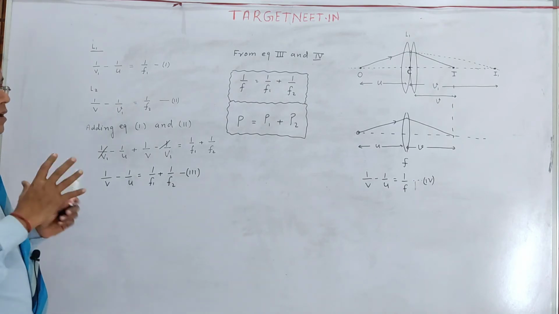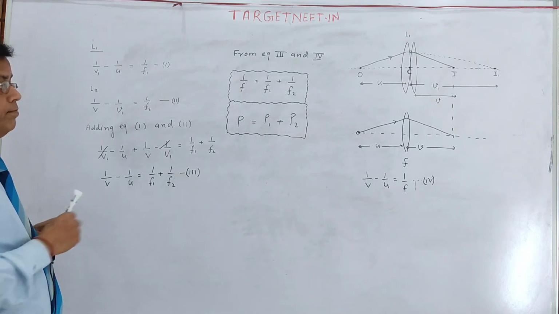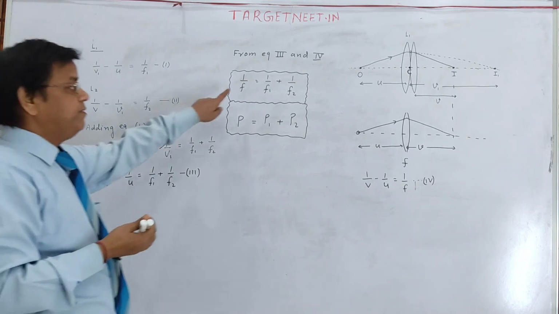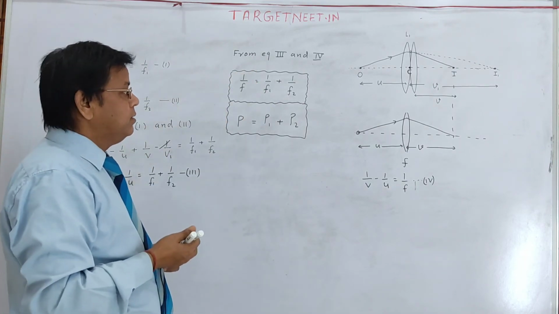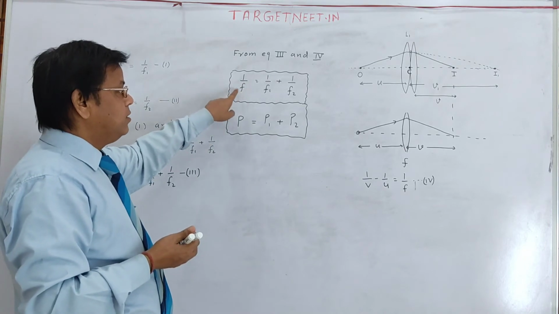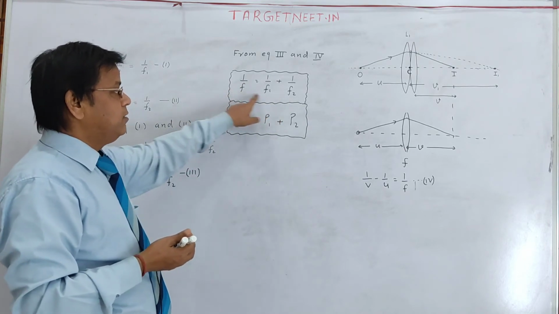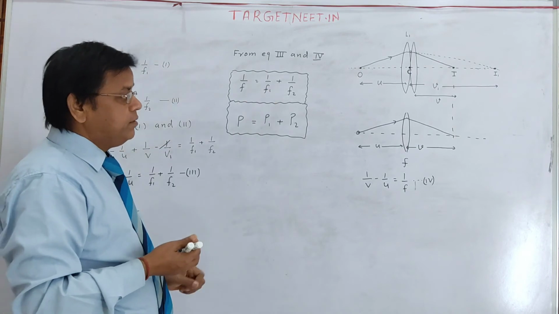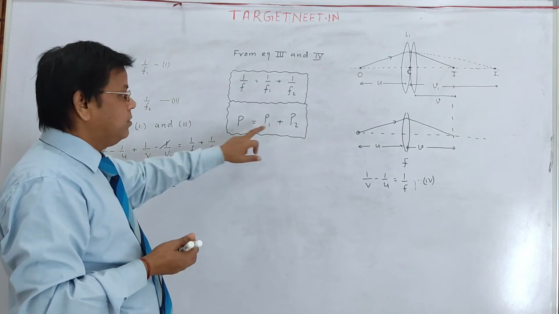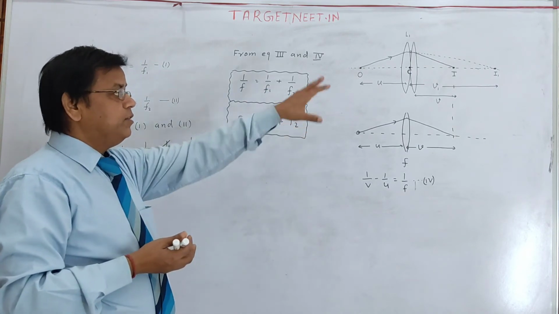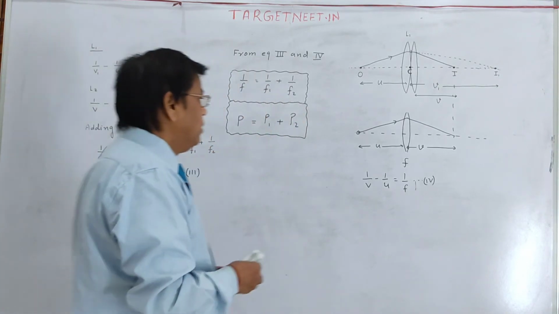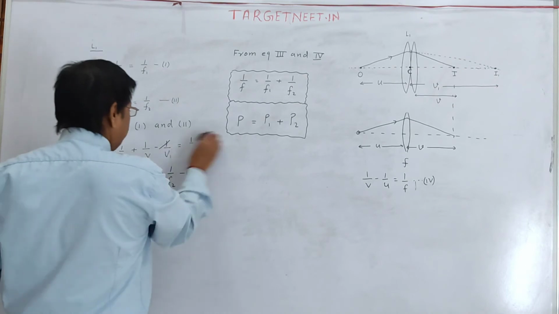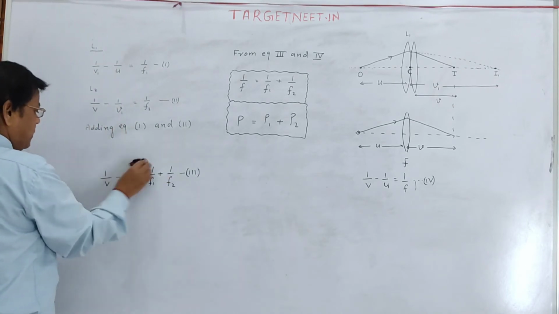So when two lenses are in contact, this is the formula for effective focal length. It means you can replace the two lenses by a single lens whose focal length you have to take this, and this you can calculate by using this expression. Similarly, power of equivalent lens you can calculate by simply adding power of these two lenses, algebraic sum of power of these two lenses. Now what is magnification produced in this case?